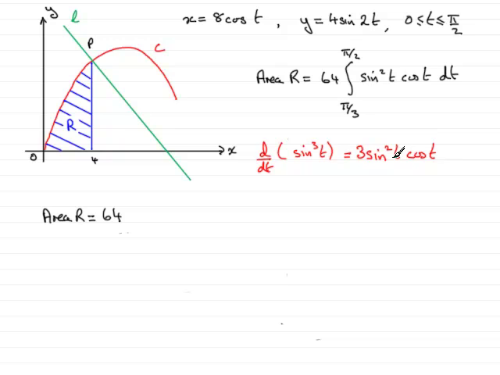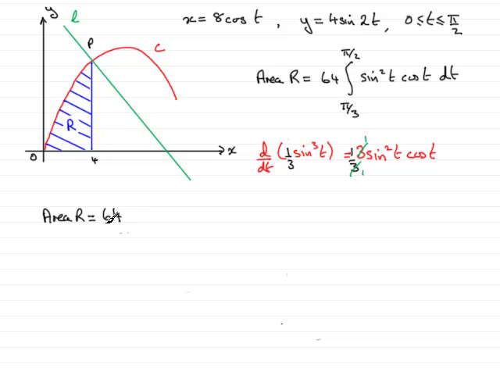Now, 3 sine squared t cos t is not what we've got to integrate. There is no 3 in the answer up here. But if I had to differentiate 1/3, a constant, times sine cubed t, then what I would have is 1/3 of the 3 sine squared t cos t as an answer. And what is 1/3 of 3 sine squared t cos t? Well, the 3 cancels out and gives sine squared t cos t. So hopefully you can see that this integral is 1/3 sine cubed t.